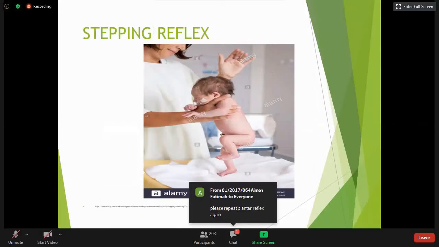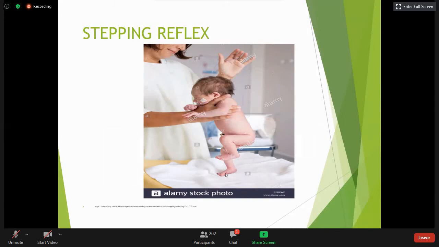Now is the stepping reflex. For the stepping reflex, what you have to do, just touch the sole of the foot to any hard surface, and what happens, the child is trying to walk. He's flexing his other leg in an attempt to start walking. This stepping reflex is present at birth and usually lasts until 6 to 9 months of age, till the child starts walking. So this is the stepping reflex. In the stepping reflex, you have to touch the sole of the foot to the hard surface.